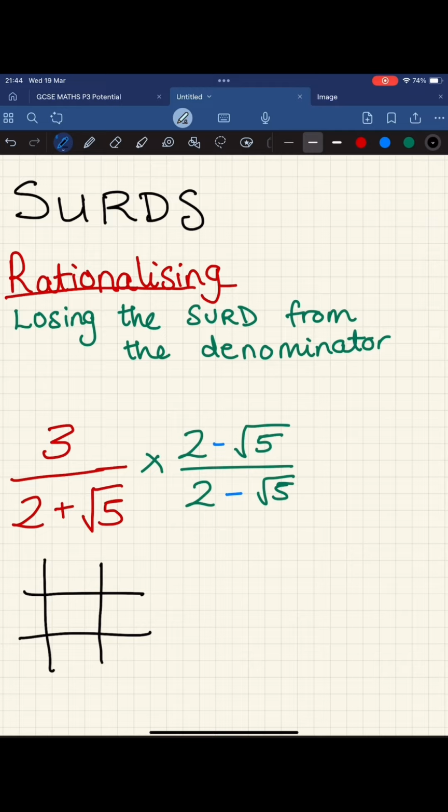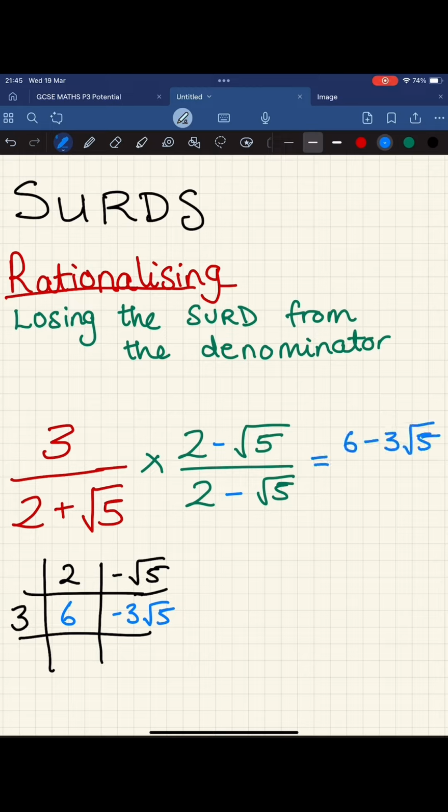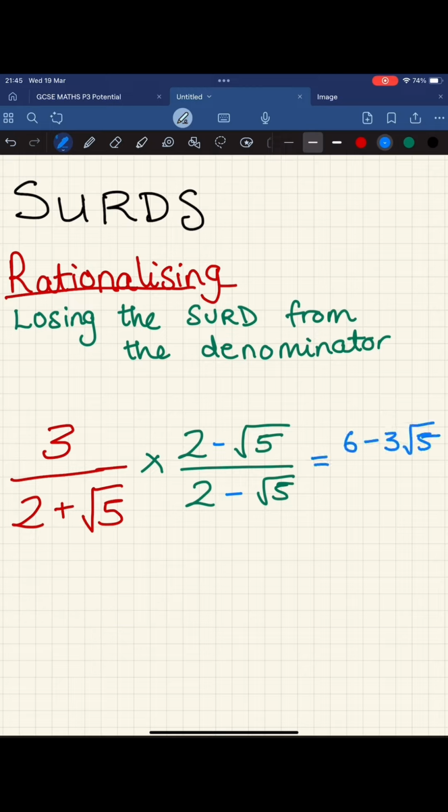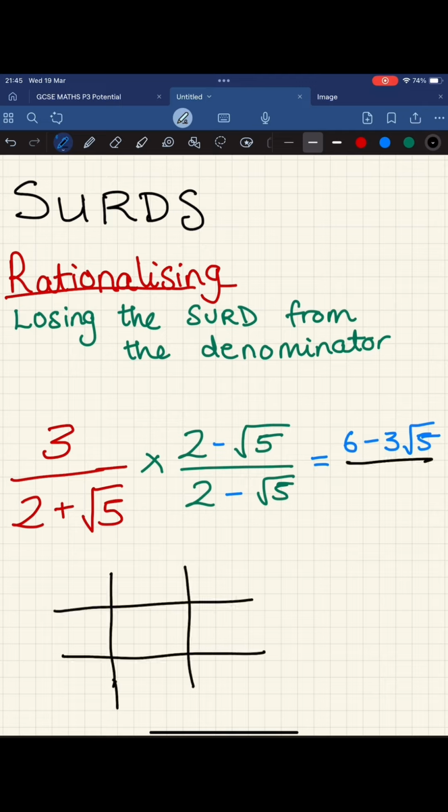Okay, if we do the multiplying out, we'll use our trusty grid method here. 3 times 2 is 6. 3 times minus root 5 is minus 3 root 5. And that's our numerator done. Let's do another grid to work out our denominator. So we have 2 plus root 5 times 2 minus root 5.